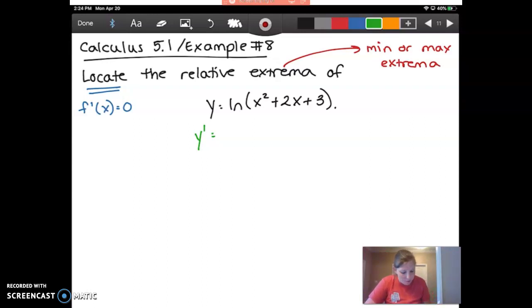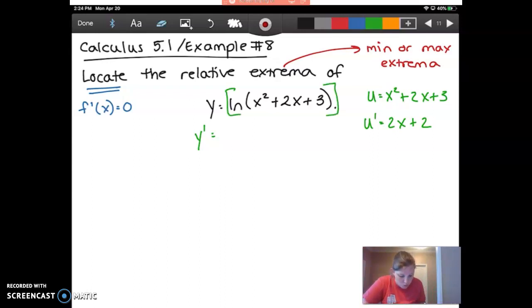So for this problem, I'm going to allow u to equal x squared plus 2x plus 3, and u prime will equal 2x plus 2. So when I'm taking the derivative of the natural log of this quantity, it's going to be u prime over u, which would be 2x plus 2 over x squared plus 2x plus 3.